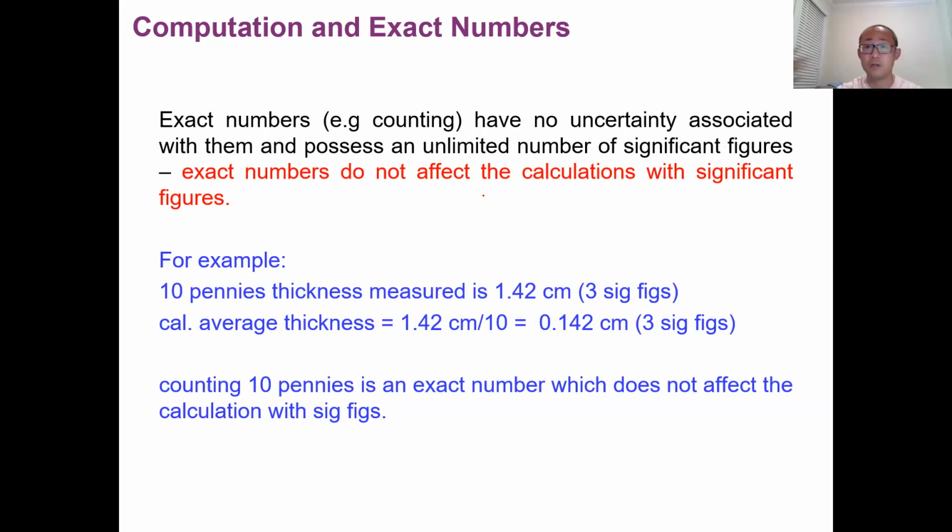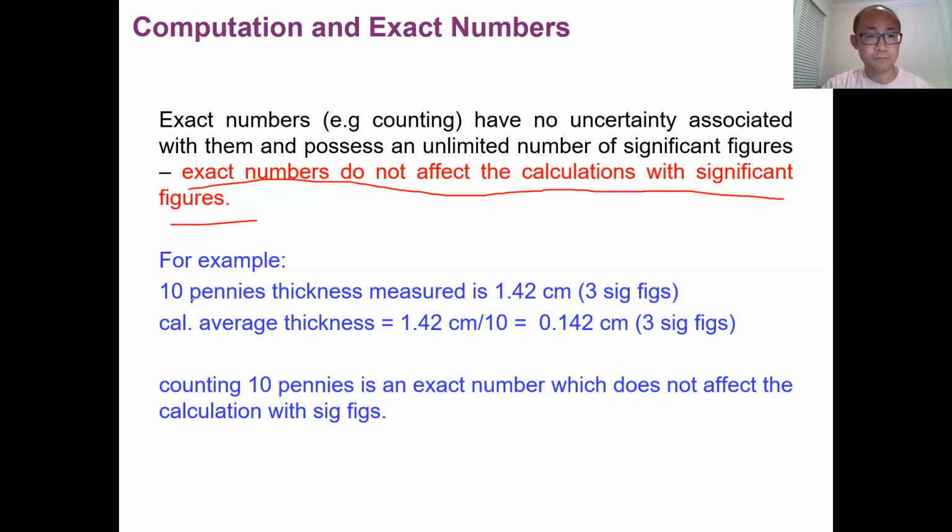Now, finally, when it comes to calculation using exact numbers, remember our measurement numbers with sig figs are all what? For measurements. Okay, they are inexact numbers. But when it involves calculation using exact numbers, for example counting, you count coins, you count pennies, the numbers from counting are exact numbers. And when you have exact numbers in your calculation, keep in mind, exact numbers do not affect calculations with sig figs. That means when you consider the rules of calculation, you do not consider exact numbers.